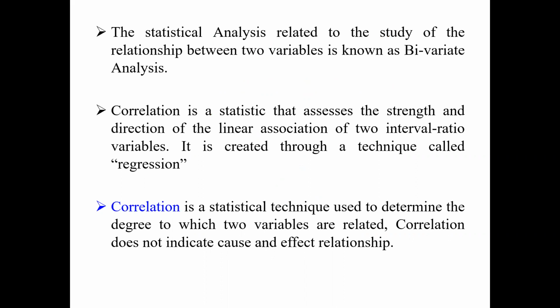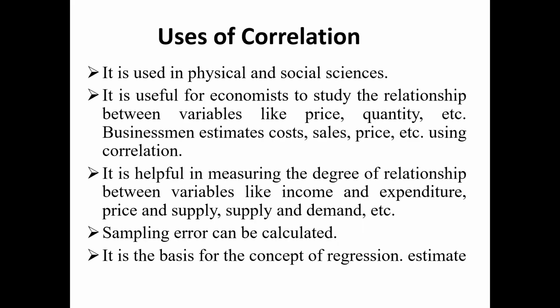Correlation is used to assess the strength and direction of the linear association of two interval ratio variables. It is created through a technique called regression. So correlation is a statistical technique used to determine the degree to which two variables are related. Correlation does not indicate a cause and effect relationship.